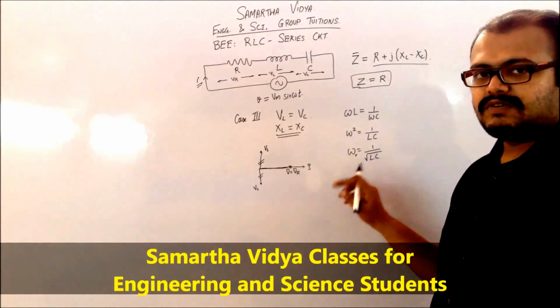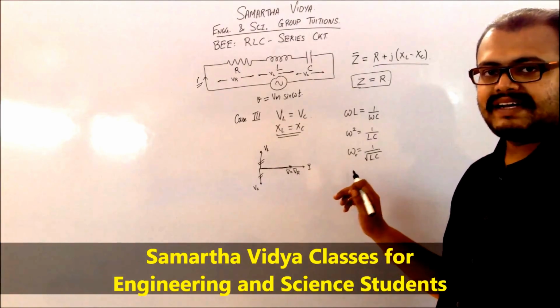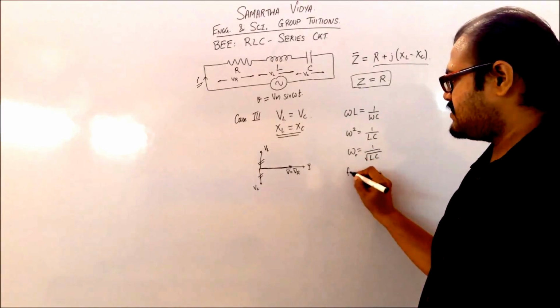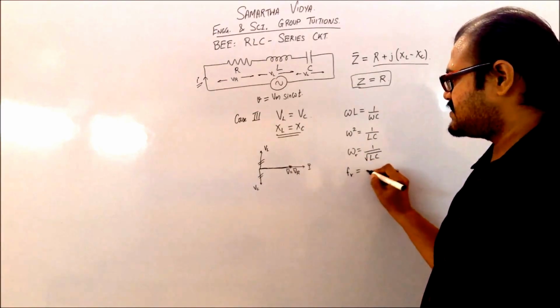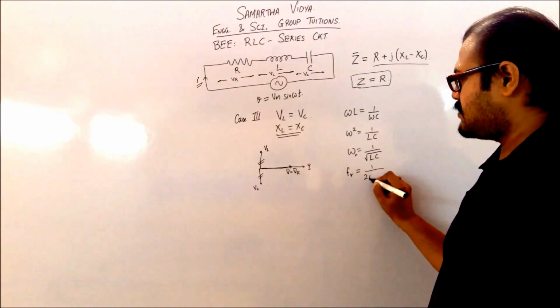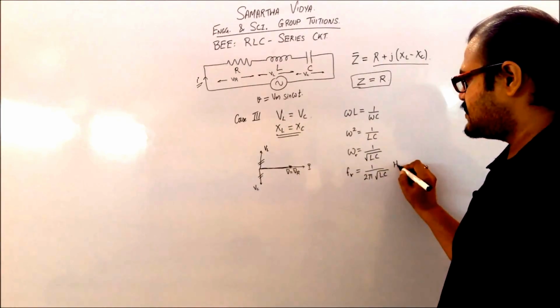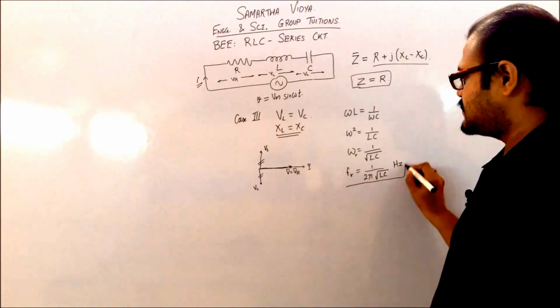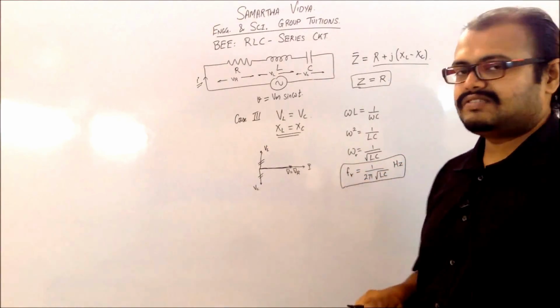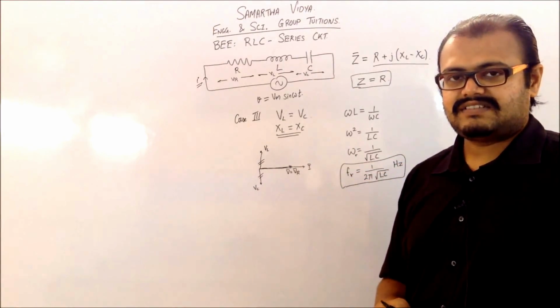If we substitute omega, it's nothing but 2 pi f. So I will get f, that is the resonant frequency, equal to 1 upon 2 pi root LC, which is given in hertz. So this is the frequency at which resonance in a particular circuit will occur.